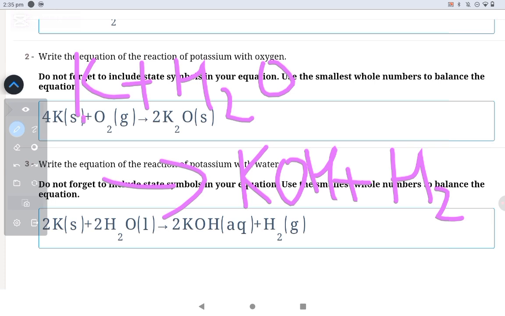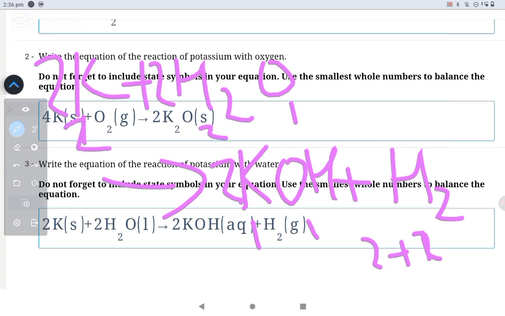We have one potassium here, two hydrogen here, 2 plus 1, so 3 hydrogen here. Oxygen is balanced. So we need to balance the hydrogen, and to balance it we can make this one 2, but then that makes hydrogen 4, and we'll have to make this one also 2, so 2H2O. But then the potassium becomes 2, so 2 here as well. So now we have 2 potassium, 4 hydrogen, and 2 oxygen.